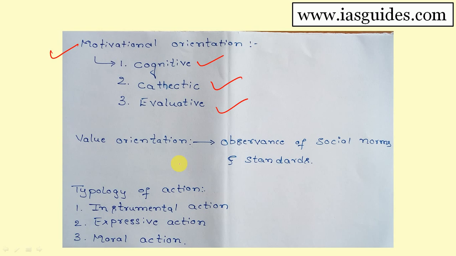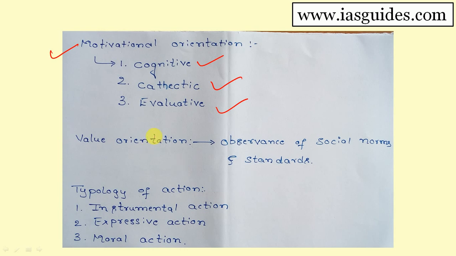For example, a civil service exam offers prestige. That is what is known as cognitive, that means perception. We pursue that. If you crack the civil service exam, definitely we will get huge prestige in society, and we are motivated towards that. A person attracted towards civil service is a cognitive orientation of a person. That is the perception of a person.